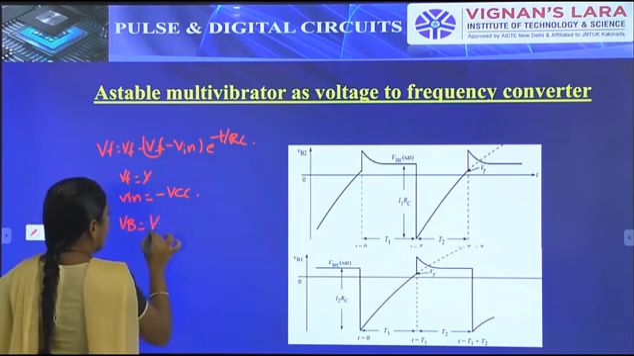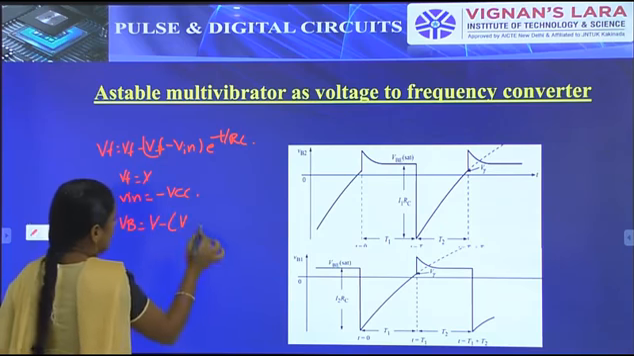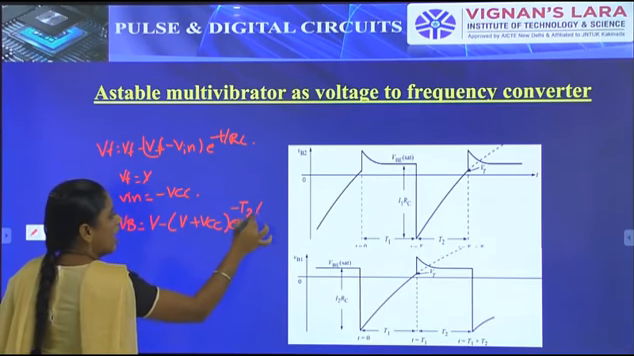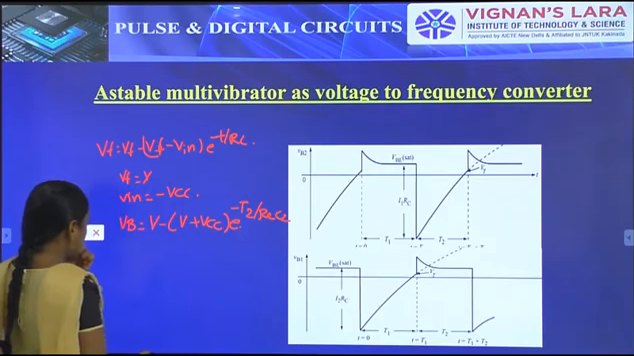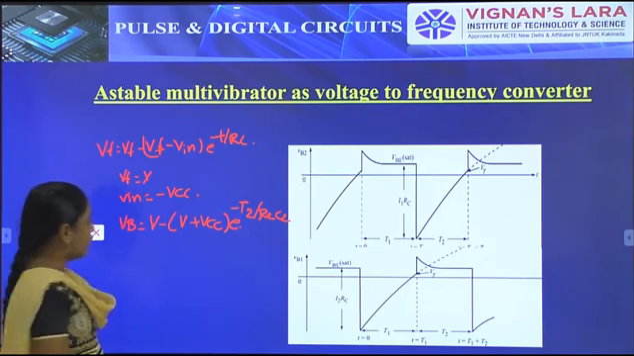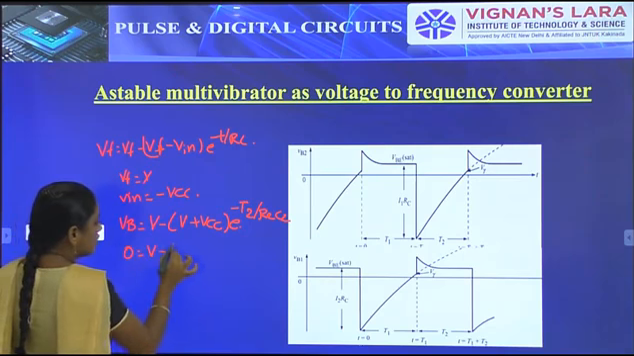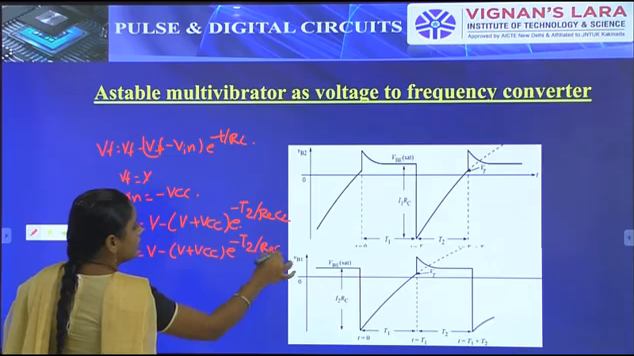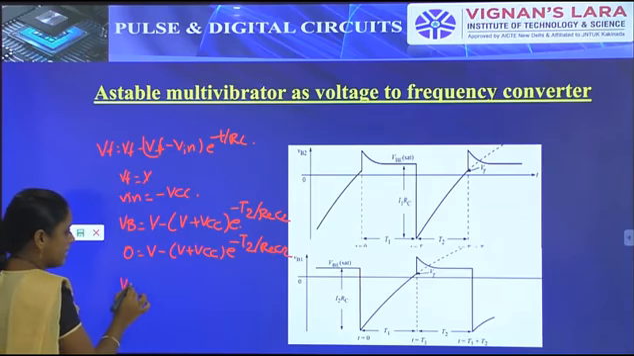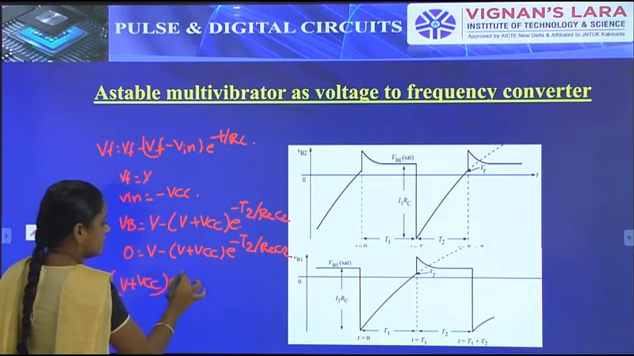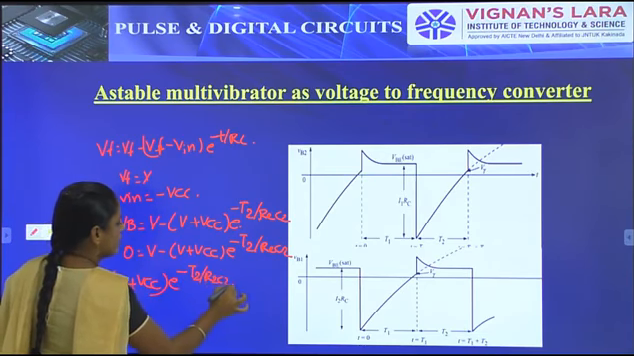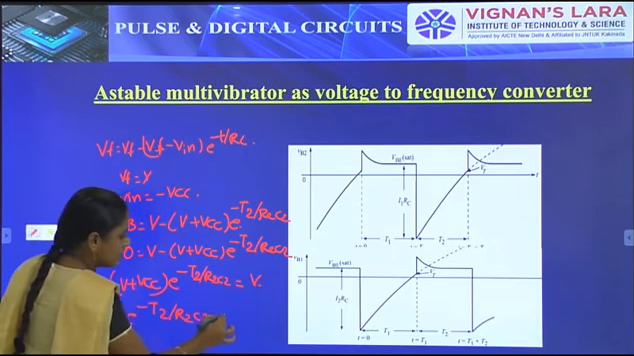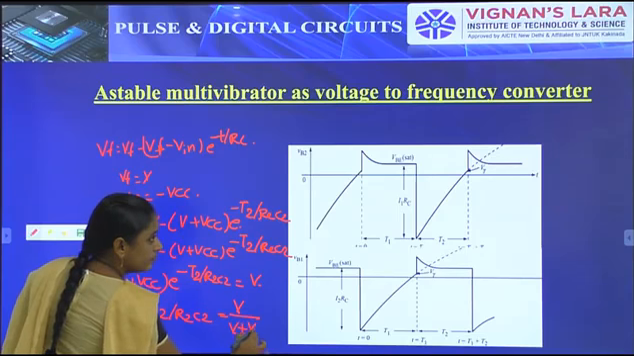So what is the V final? That is V minus of minus VCC, that is V plus VCC into e power minus T2 by R2 C2. At T is equal to T2, VB is equal to 0. So V minus of V plus VCC into e power minus T2 by R2 C2 is zero, so V plus VCC into e power minus T2 by R2 C2 is equal to V, and e power minus T2 by R2 C2 is equal to V by V plus VCC.